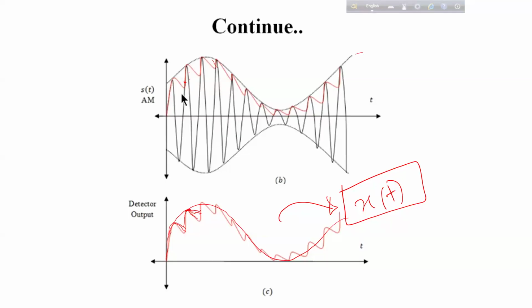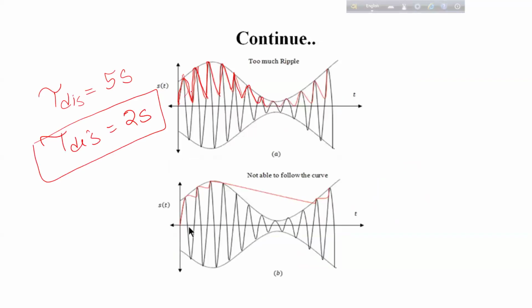It remains near to the envelope, charges, discharges, charges, discharges. So that there is very low ripple, very less ripple. So it will be easier to smooth this signal and get the original message signal. But if there are so many ripples, so many fluctuations, then it is difficult to smooth this signal and get the message signal.